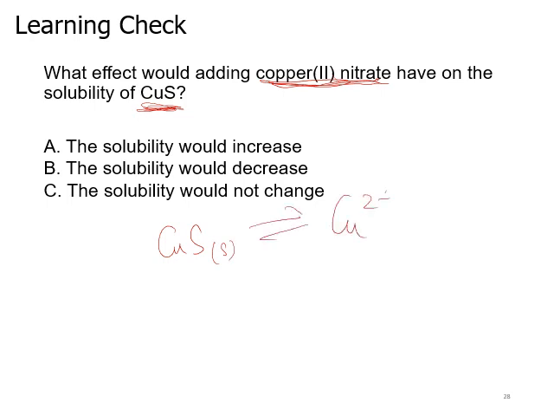It will consist of copper ions and sulfide ions. What am I doing? I'm adding copper nitrate from outside, which is my common ion now, copper. I'm adding more copper. The reaction equilibrium will shift towards the reactant and the solubility would decrease. So my answer is B.